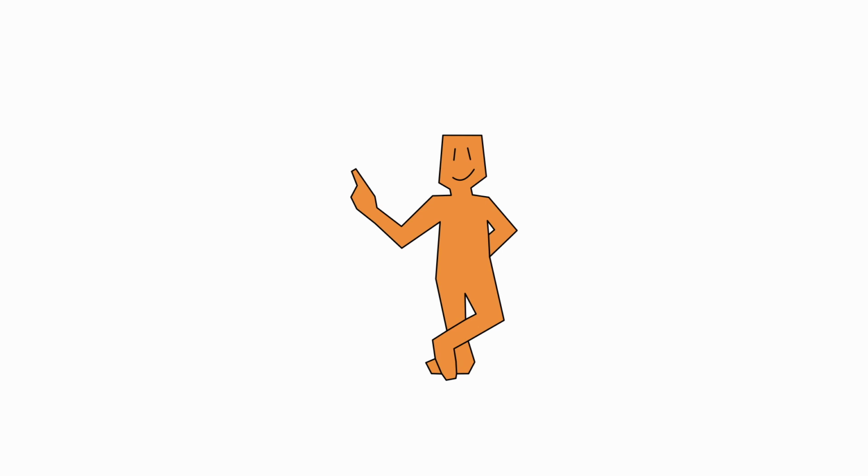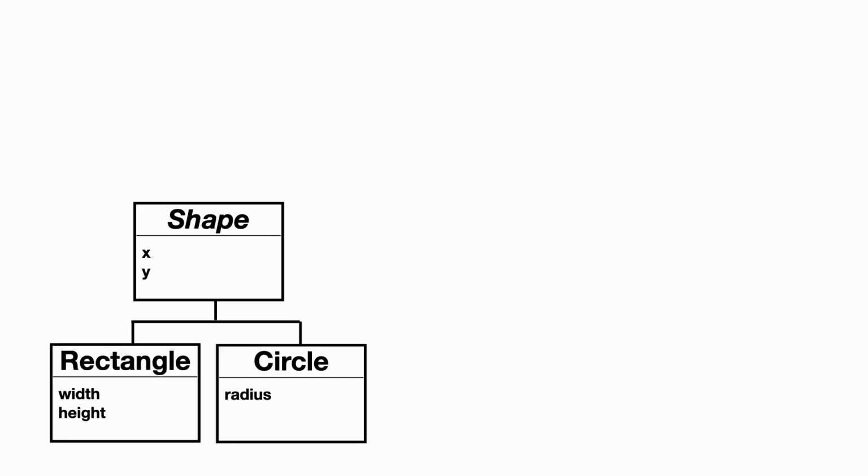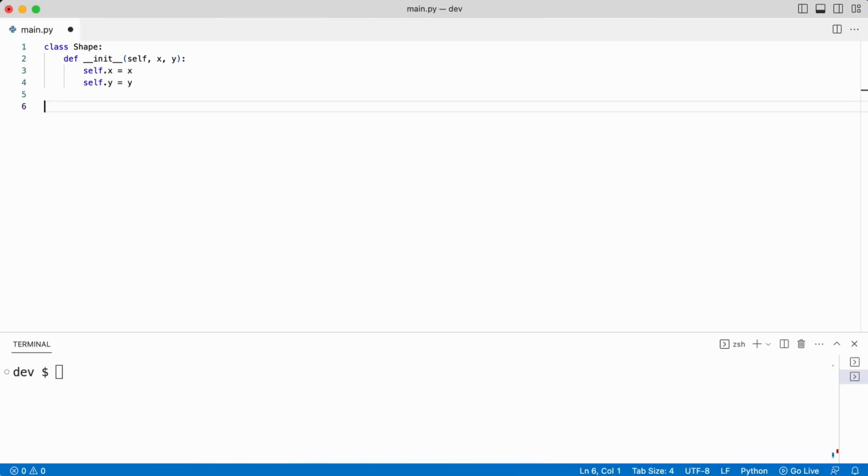I did it. I finally found a good example for mixins in Python, and I'm going to show it to you. Look at this class diagram. Class rectangle and class circle inherit from class shape. Let me show you the code in Python.